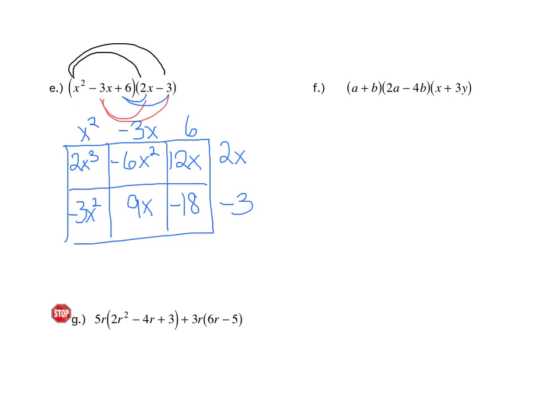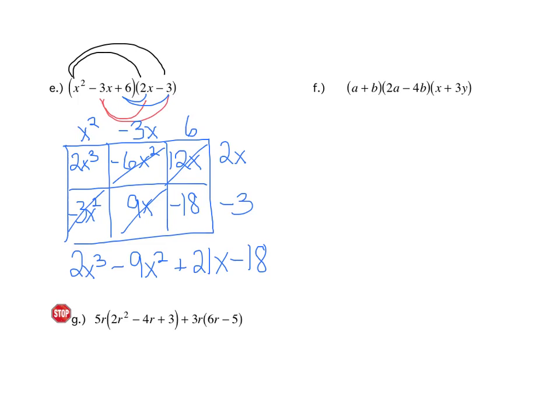Okay, so the way we write our answer, we're going to combine like terms. So I have a 2x to the third, no other x to the third, so that stays as is. Then I have a negative 3x squared and a minus 6x squared, that's minus 9x squared. Then a 9x and a 12x, we're going to add those, it's 21x, and then a minus 18 for that one.